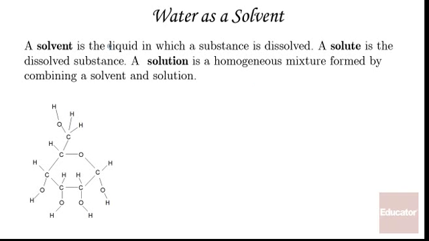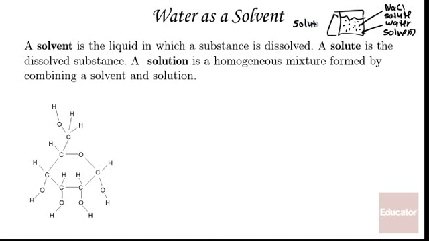A solvent is the liquid in which the substance is dissolved. So if I have a glass of water and I put some sugar in it or salts, then the water here would be the solvent. And let's say I had salt, sodium chloride. That would be the solute. So the solute is the substance that's being dissolved. The solvent is the one that does the dissolving. This mixture altogether is called a solution.